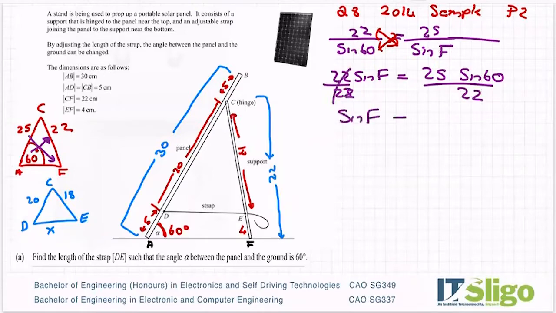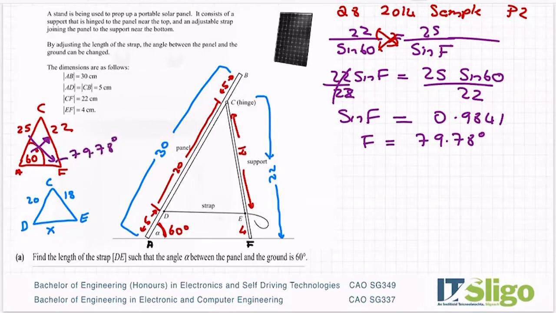So sine F equals. Put that into your calculator, and again, make sure you're in degree mode, especially when you're on trig, because you could be hopping between radians and degrees. So I've got 0.9841 for that. And if I sine inverse him, then I will get the angle down there at F. So 79.78 degrees is what I got down there for him. Let's fill him in. I was going to round him, but I didn't. We'll leave him for now.